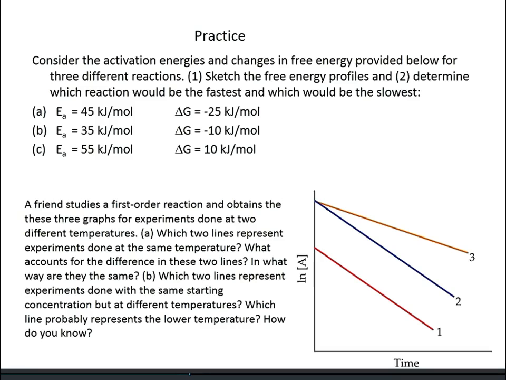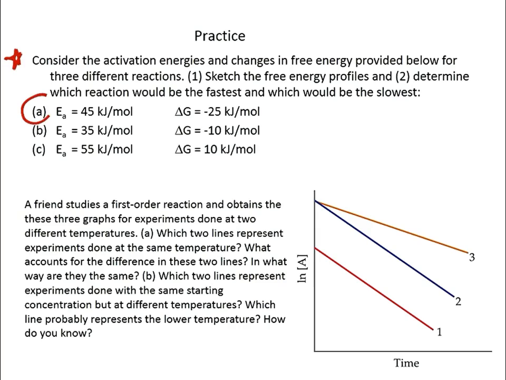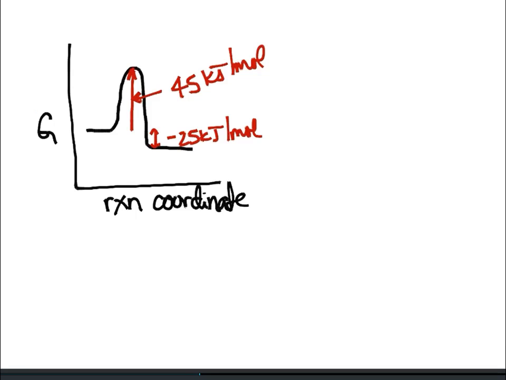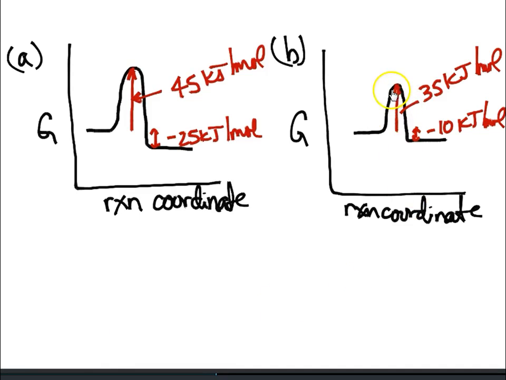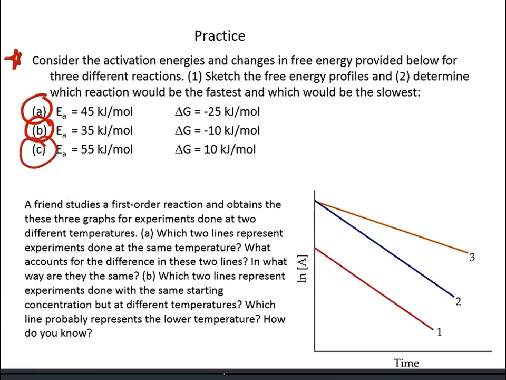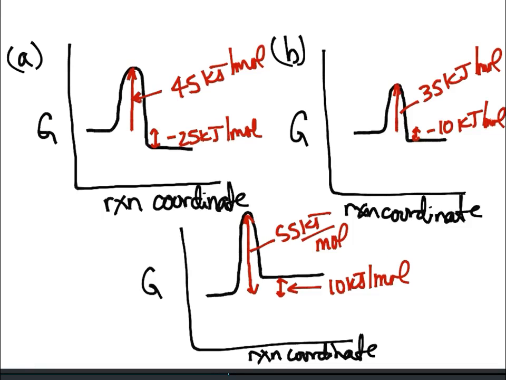The next set of practice problems consider these activation energies and delta G's provided below. Sketch the free energy profiles and then determine which one is the fastest and which one is the slowest. So here, the activation energy needs to be about 45, and delta G is negative 25. If we do part B, we have a similar, slightly smaller hill, and then less of a decrease. And then part C, 55 and 10 kilojoules per mole, gives us this free energy profile.